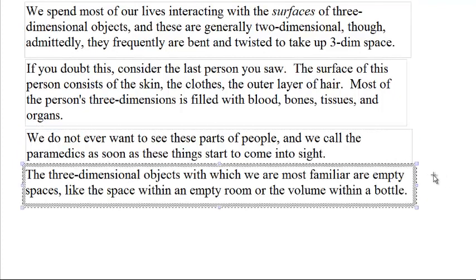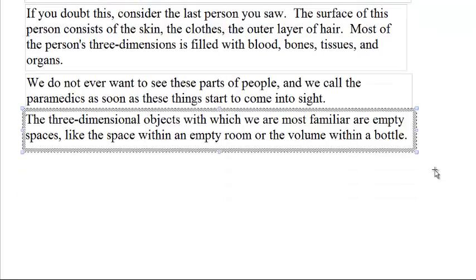Anyway, the three-dimensional objects with which we are most familiar are empty spaces, like the space within a room or the volume within a bottle. You can think about a box. What is the box? You think of the space within the box.